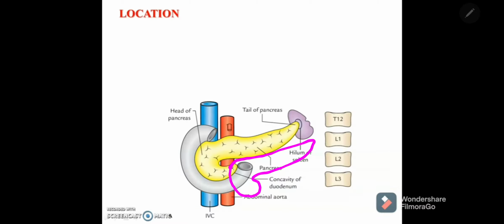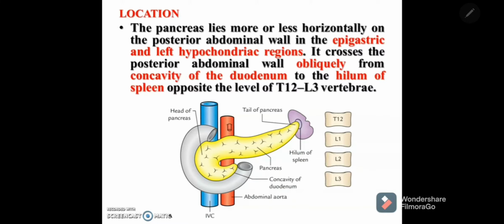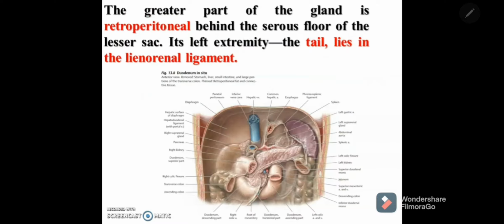Pancreas means all flesh. It is like flesh because it is soft and lobulated, and it is located more or less horizontally in the posterior abdominal wall, in the posterior part of the epigastric and left hypochondriac region. It is a retroperitoneal organ. Most of it is retroperitoneal except the tail, and it lies across the posterior abdominal wall and extends obliquely from the concavity of the duodenum to the hilum of the spleen. It is directed upwards, backwards, and towards the left, and it extends from T12 to L3.